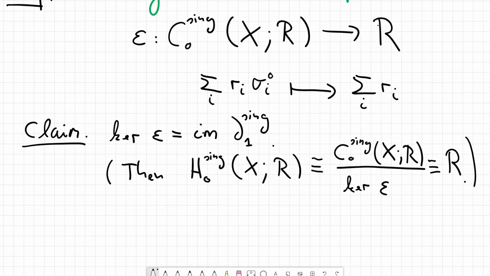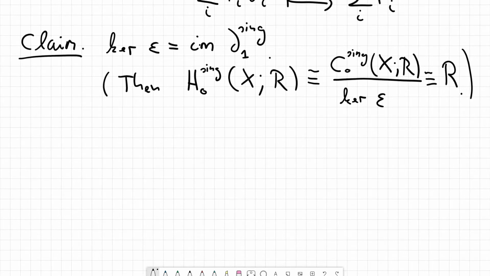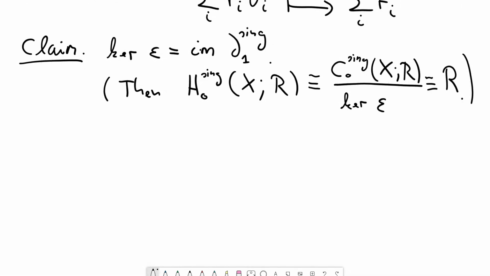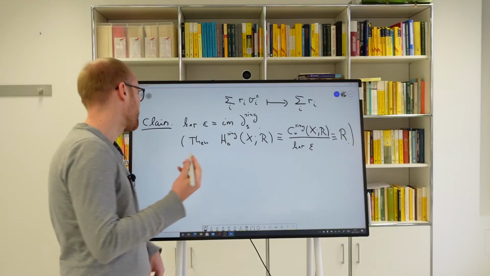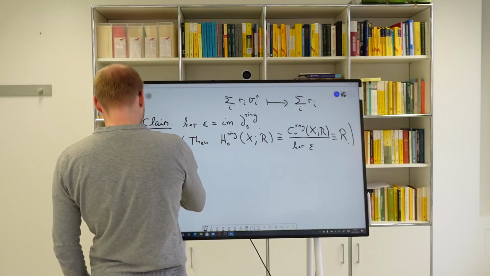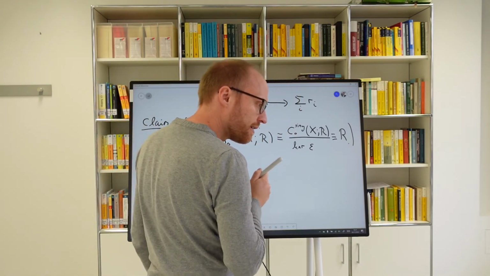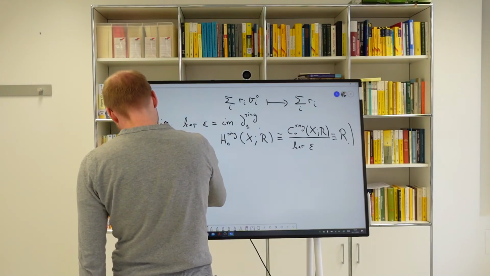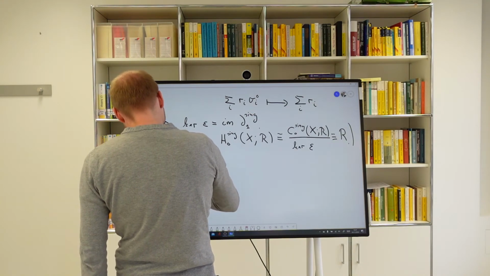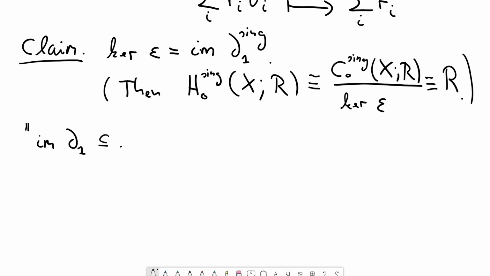And this claim asserts an equality of two submodules. So typically such an equality is proven by proving both inclusions. So let's start with the first one. Which one is the easier one? I think this one is the easier one. If we take the image of the boundary operator, that's included in the kernel of epsilon.